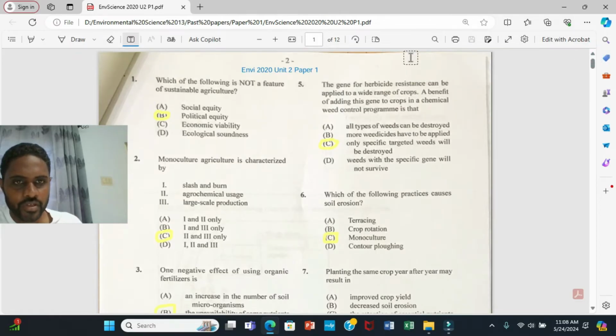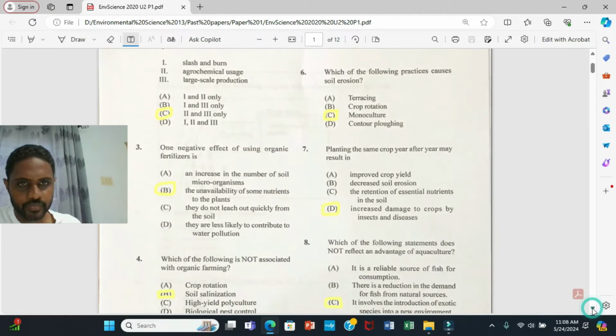5, the gene for herbicide resistance can be applied to a wide range of crops. A benefit of adding this gene to crops in a chemical weed control program is that, the answer is C, only specific targeted weeds will be destroyed. Number 6, which of the practices cause soil erosion? The answer is monoculture, C. Number 7, planting the same crop year after year may result in D, increased damage to crops by insects and pests.